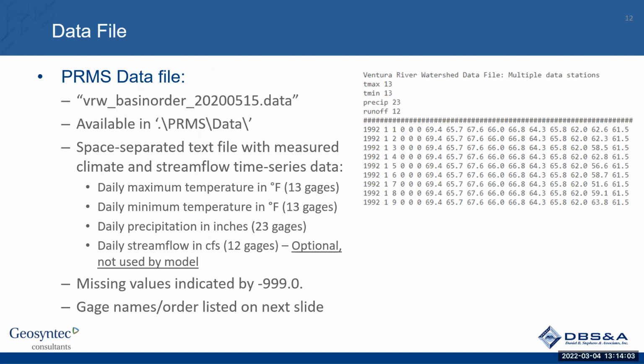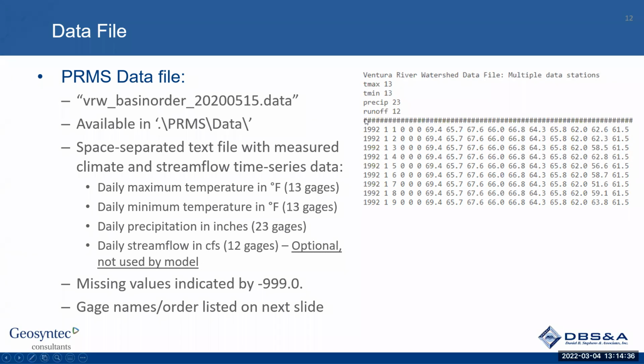So the first file that I want to talk about is the PRMS data file. If you look at the files in the PRMS folder in the model files, and go into the data subfolder, you see there's a file called VRW basin order _2020-0515.data. So this is just a space separated text file with measured climate and stream flow time series data. And if you open it up, the first few lines of that looks like that.